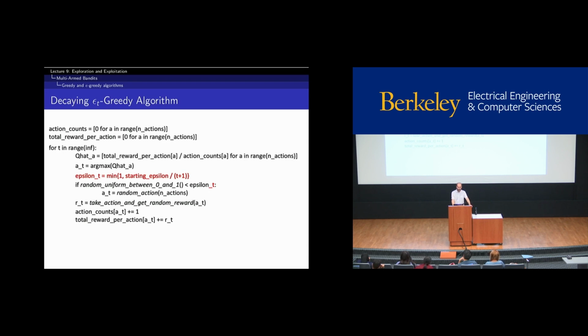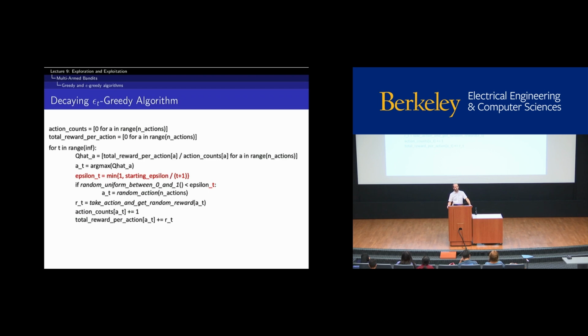But here it is in code, the decaying epsilon-greedy algorithm. Instead of having a fixed epsilon, we have an epsilon that depends on time. I guess I didn't need to put this minimum in there if the starting epsilon is going to be less than 1. It's going to be some starting epsilon divided by t plus 1. I just said t plus 1 because the convention in Python is to start with t equals 0. So there you go. This is an epsilon t that is decreasing as a function of 1 over t, basically.